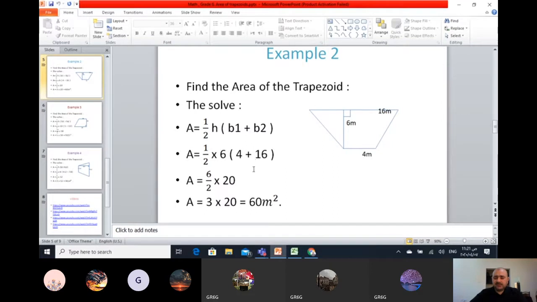Here we have many operations. I can start from the first two numbers here. I can start from 6 times half. 6 times 1 will be 6 over 2. Then between parentheses, we have 4 plus 16. 4 plus 16 will be 20. Now, 6 divided by 2 equal 3. Now, I have 3 times 20. 3 times 20 will be what? Will be 60. And the unit here, meter squared.